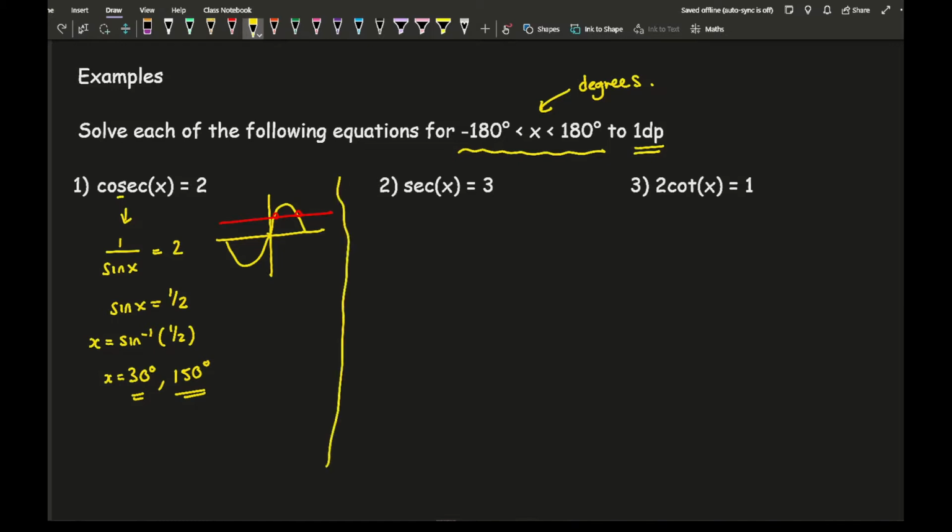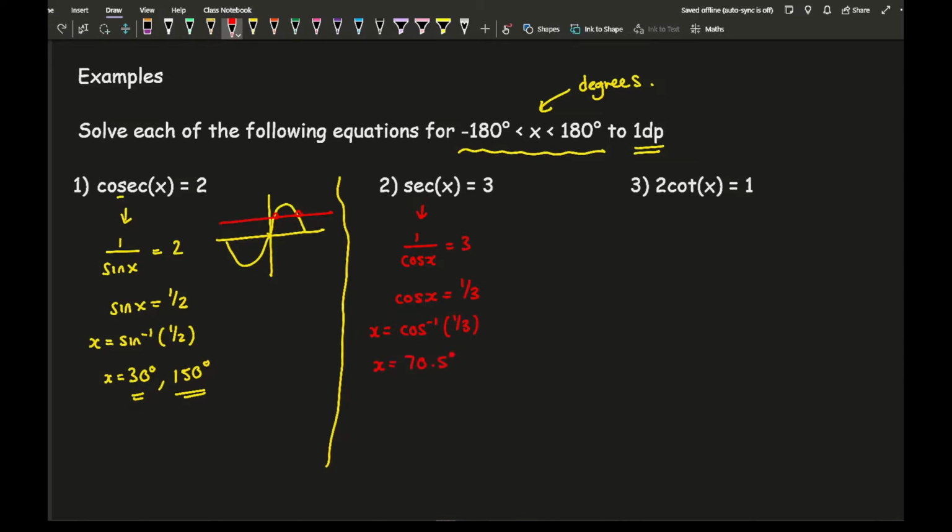So moving on to the second one, we've got sec x equals 3. Again, once I've got sec x as the subject, I can convert that as 1 over cos x equals 3. Then make cos x the subject, so I've got cos x equals a third. Then I'm going to do exactly the same, so x equals the inverse function of cos of a third, which gives me my first angle, which is going to be 70.5 to 1 decimal point.